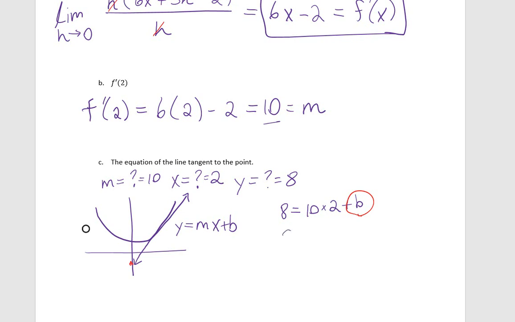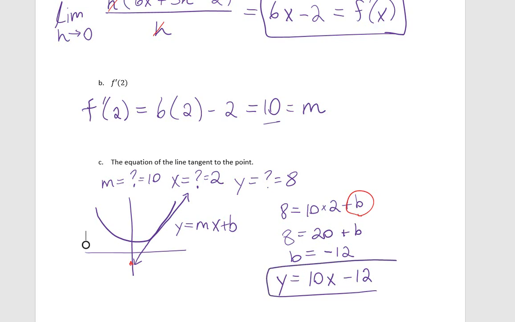So we're going to have 8 equals 20 plus b, which means b will have to equal negative. Let's see, if I take 20 away from 8, that's going to give me negative 12. So the equation for my tangent line would be y equals 10x minus 12.